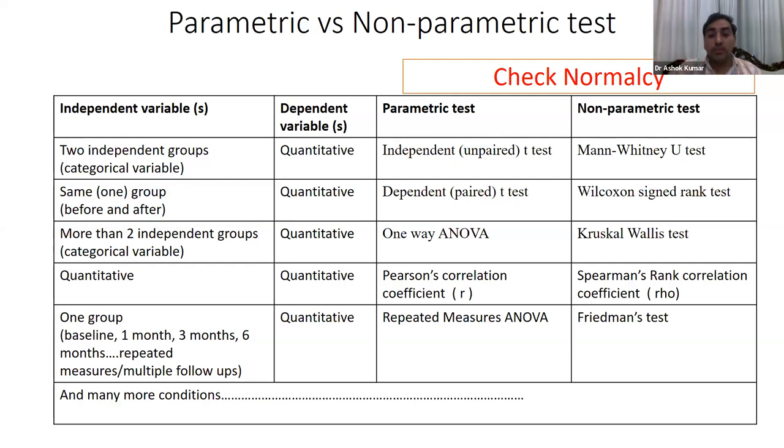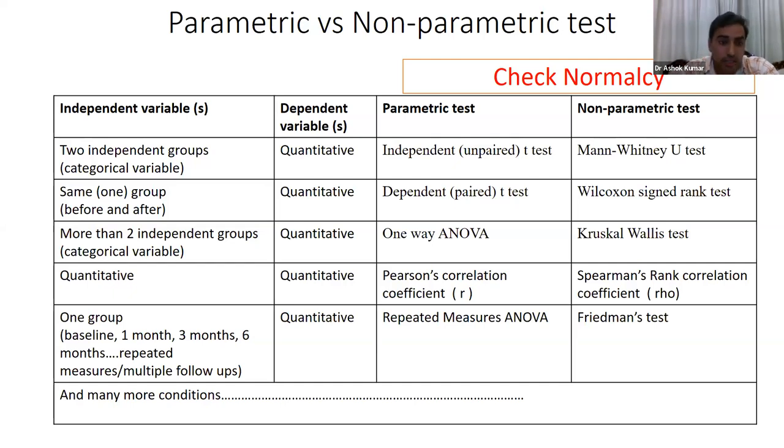Now, fourth condition, one group only, single group, and we have baseline. This is a pre. This is after intervention 1 month, 3 months, and 6 months. It means there are repeated measures or multiple follow-up. Only single group. So what we are doing, we are assessing pre-HB, and after that, after intervention, we are assessing HB again at 1 month and at 3 months or at 6 months or at 1 year.